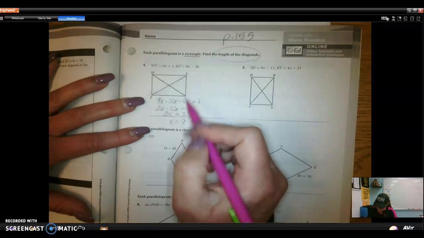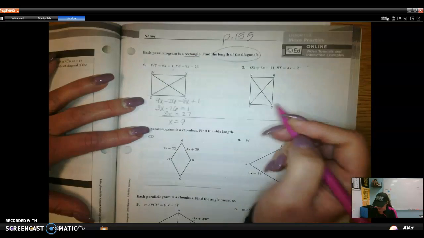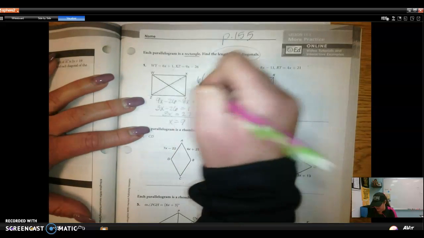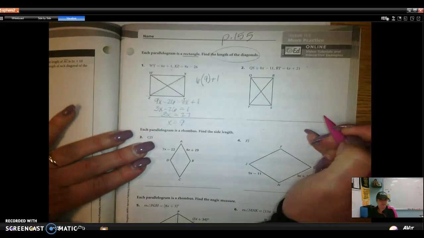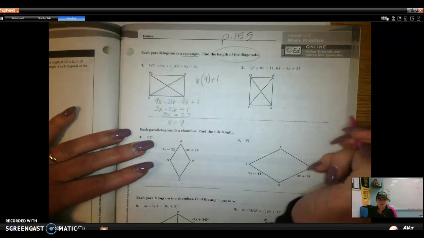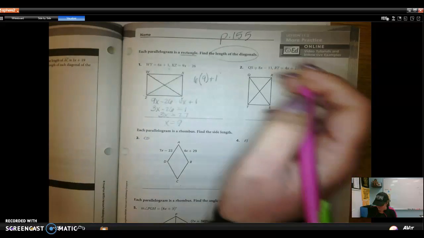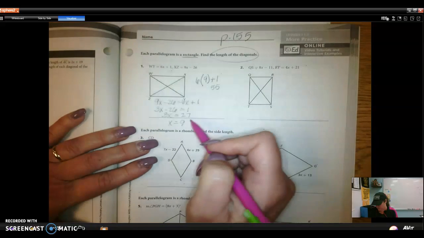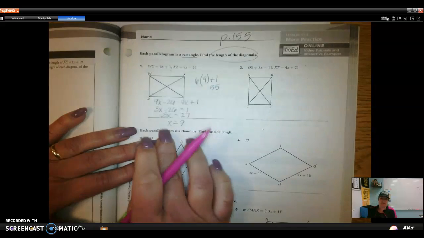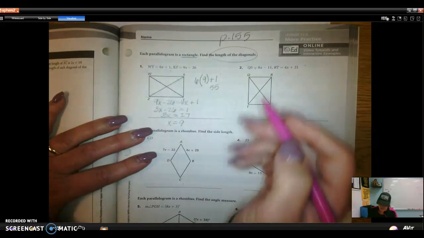So what I have to do is go in and plug this in. I know that 6 times 9 plus 1 is going to give me the length of one of the diagonals. So what is that? 54, 55. One of the things that you can do to check is plug it into the other one just to make sure that your 9 is actually correct.